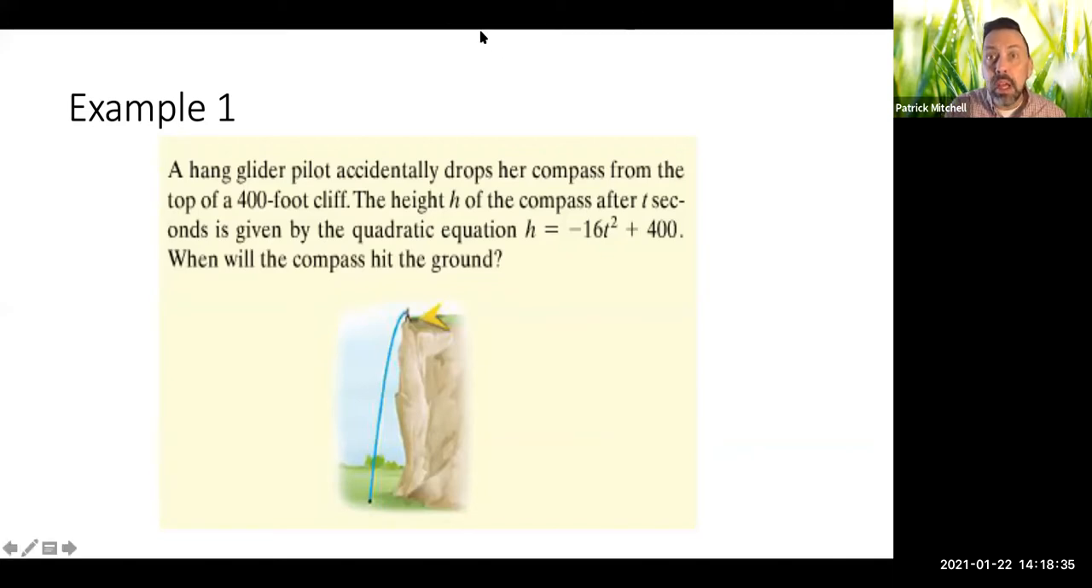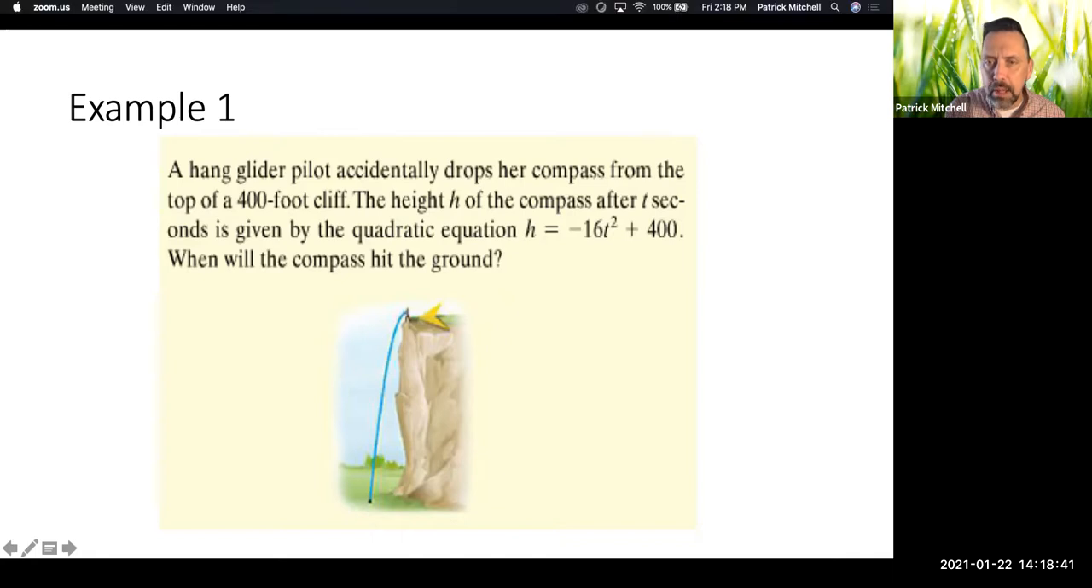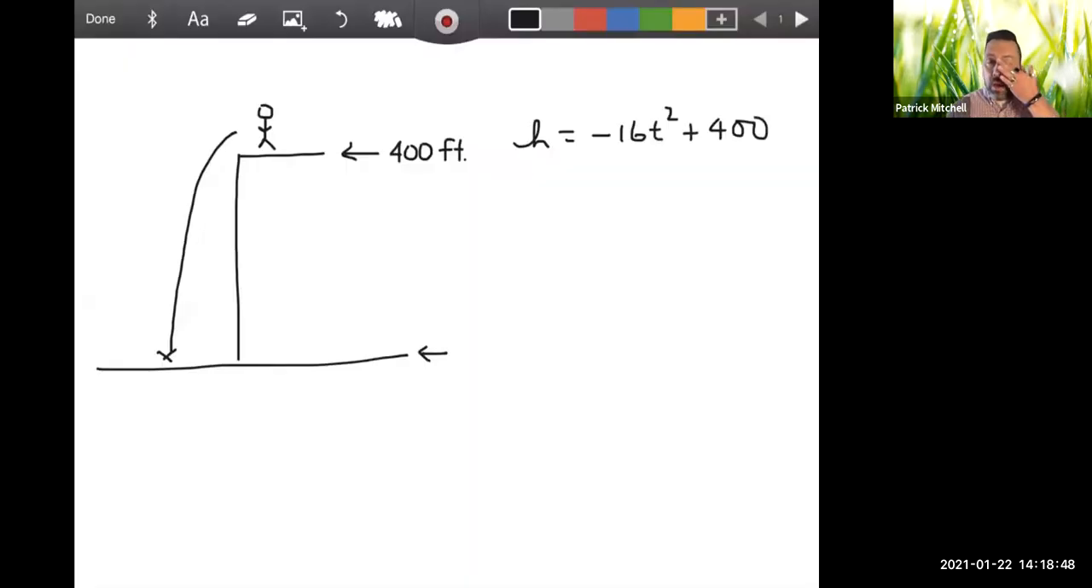So in this section, you're going to see me going back and forth between the presentation and the tablet, because I think that'll be easier to follow for these word problems. Okay, so I've drawn my version of the picture. That's about as best as I can do. And I've copied the formula that they gave us.